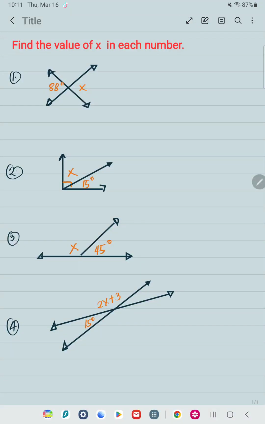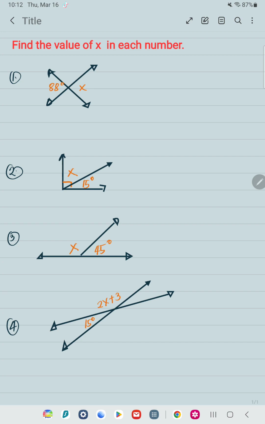Here in these problems, we are asked to find the value of x. But before we can find the value of x, we need to recall angle pairs like vertical angles, complementary angles, linear pairs, and supplementary angles. So we're going to recall them while answering each item.